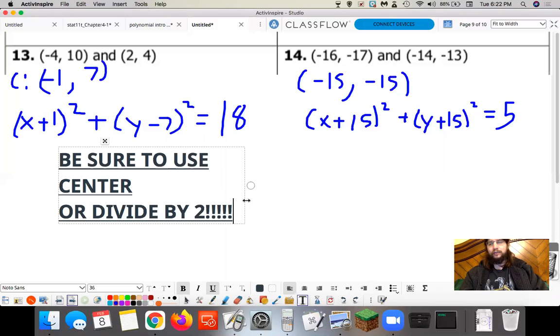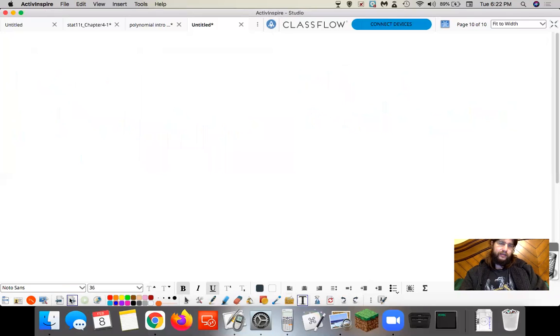But yeah, that's the basics of circles and their equations. Nothing really tricky, just make sure you pay attention to what you're doing and don't forget to divide by 2 if you use the 2 endpoints of the diameter. But yeah, that's all there is to it.